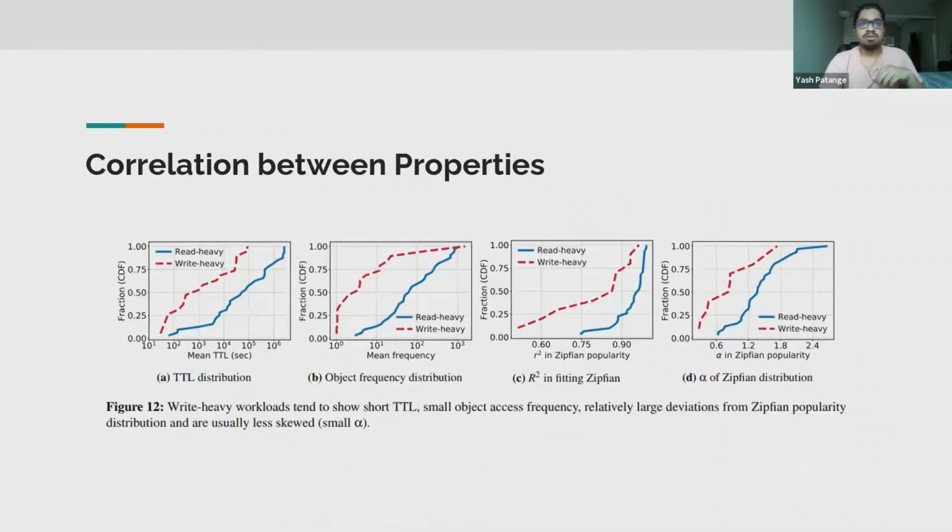So now you study all the properties. To have a correlation between the properties, you can see that the red line shows the write-heavy workloads, and the blue curve shows the read-heavy workloads. Based on this, we can understand that 50% of the write-heavy workloads have a mean TTL shorter than 10 minutes, while for read-heavy workloads, this is around 15 hours. In figure B, it shows that the read-heavy workloads have a mean frequency mostly in the range from 6 to 100, with a 75th percentile above 200, and meanwhile the write-heavy workloads have a mean frequency mostly between 1 and 100, with a 75th percentile below 10.